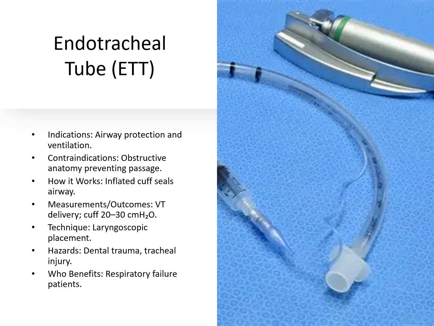An endotracheal tube is used to protect the airway and allow ventilation. Contraindications include structural obstructions preventing insertion. It works by sealing the airway with an inflated cuff. Measurements include tidal volume delivery and cuff pressures of 20 to 30 centimeters of water.